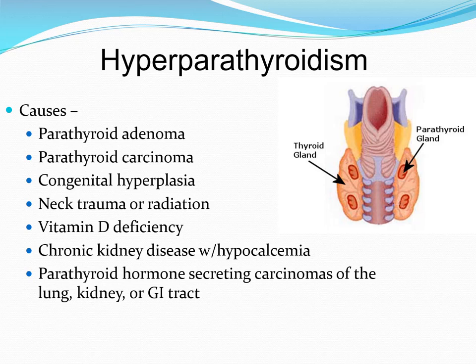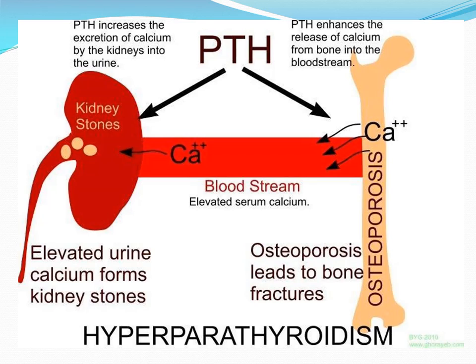The parathyroid is going to attempt to compensate for the low calcium levels. There can also be parathyroid hormone secretion by carcinomas that are in the lung, the kidneys, or the GI tract. Parathyroid hormone is going to increase the serum level of calcium by drawing calcium out of the bone. Over time, this will lead to osteoporosis. Because the calcium is now circulating in the bloodstream and therefore is passing through the kidneys, calcium will be filtered out into the urine. The high calcium content in the urine can then precipitate, forming kidney stones.